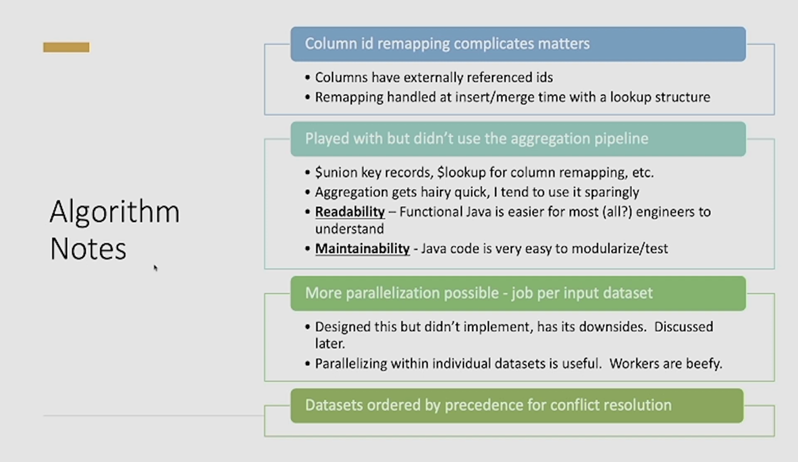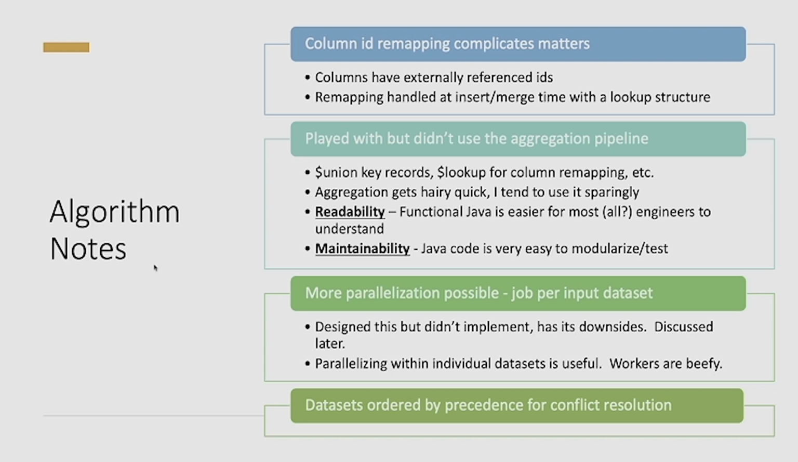This remapping is handled at insert and merge time for any record, with a lookup structure that's generated at the beginning of the consolidation, basically taking all the input dataset schemas into account. I played with using aggregation for this and got pieces of it working, but generally I try to avoid the aggregation pipeline in Mongo unless it's being used for something very simple. It gets really hairy. I opted for more functional Java code for readability purposes. It's a lot easier for unfamiliar engineers to understand, and also for maintainability. Modularized Java code is a lot easier to test, things like that.